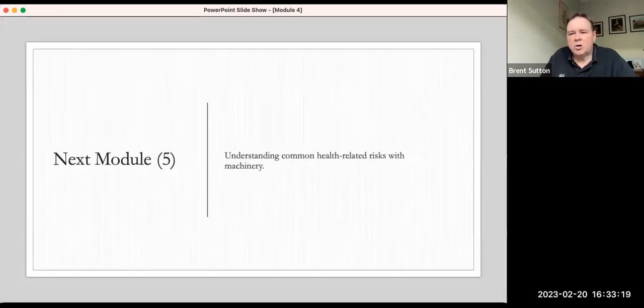That concludes that module today. And in our next module, module 5, we'll be exploring the common health and related safety risks with machinery. So don't forget, with machinery, we have two types of main harm. We have the acute harm that comes from the physical hazards, and we have the chronic harm, which comes from the health-related side. So I look forward to connecting back in with you and talking through module 5 about understanding common health and safety risks with machinery.